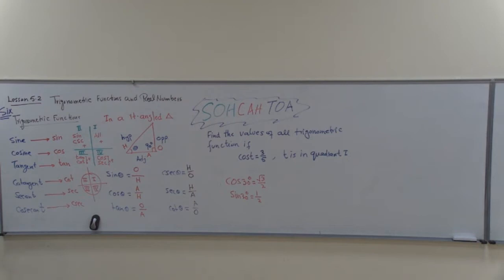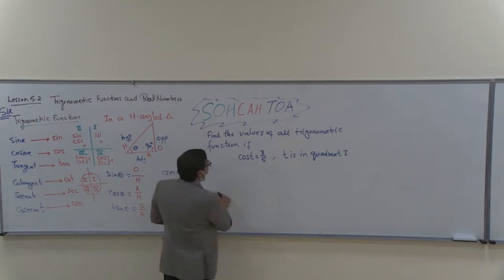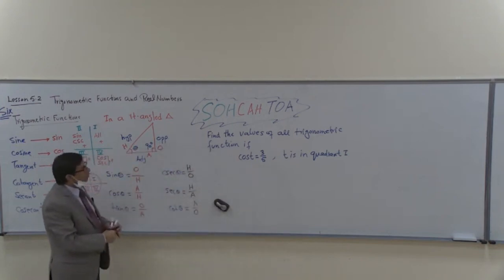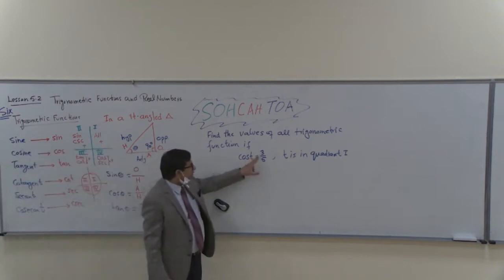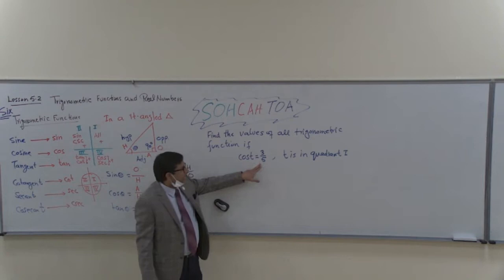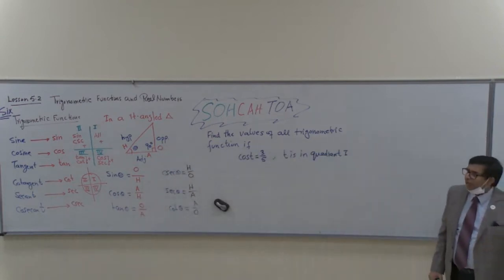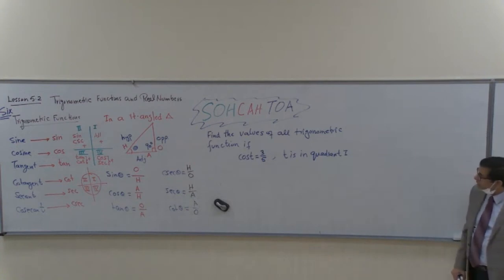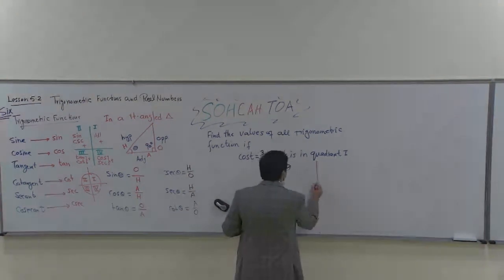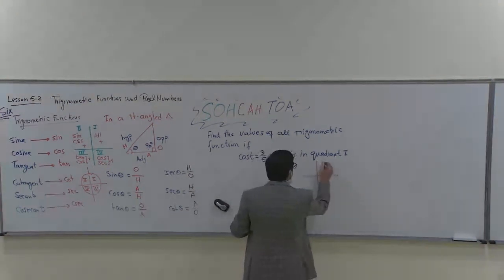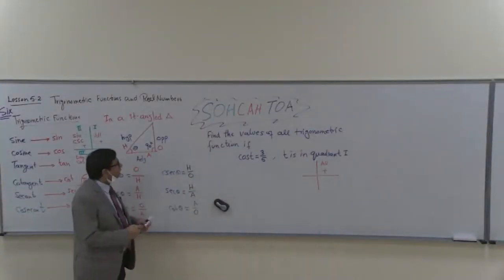Look at this one. This question is given. Find the values of all trigonometric functions if cosine t is equal to 3 over 5 and t is in which quadrant? Quadrant number 1. All trigonometric functions we need in quadrant number 1. Okay, if this is a quadrant 1, very good. We can draw quadrant over here. And this is a quadrant 1, and we know all trigonometric functions are positive over here.